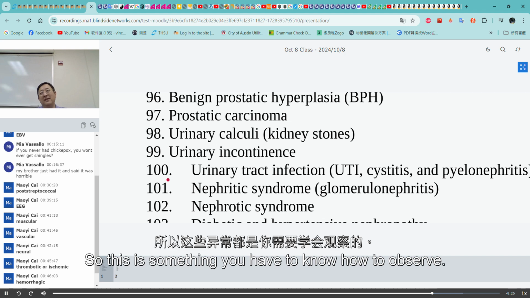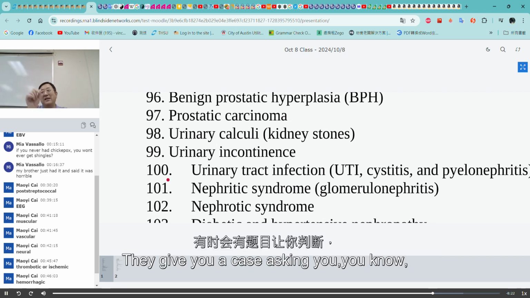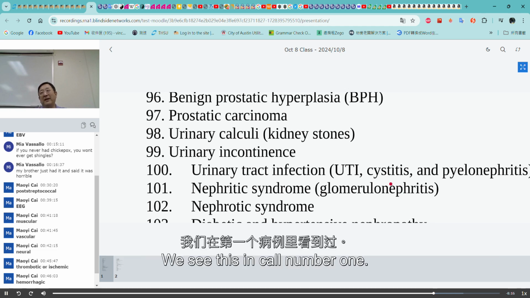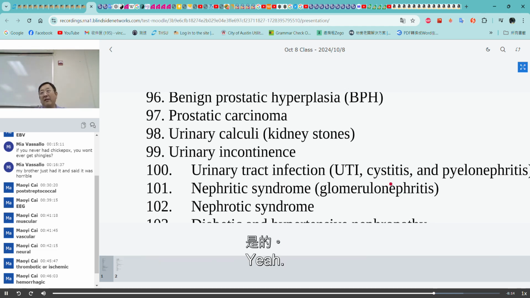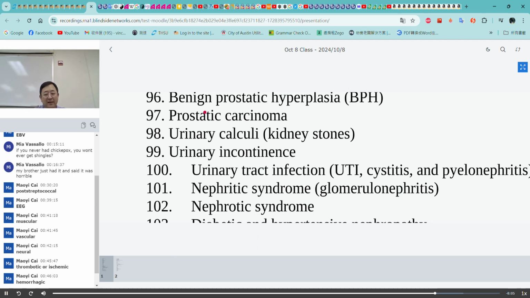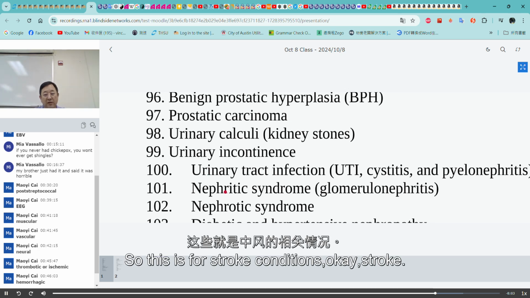Got it? Yeah. So this is something you have to know how to observe. They give you a case asking what are signs that you may suspect this person has a stroke. If we see this, you call 911? Yeah, call 911. You try to see, seems like the change is pretty obvious, right? Okay, so this is for stroke conditions.